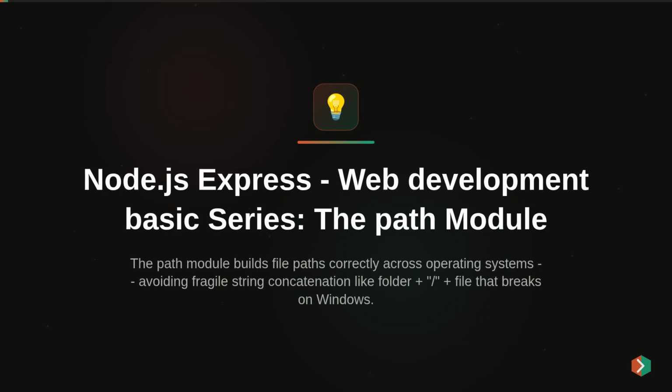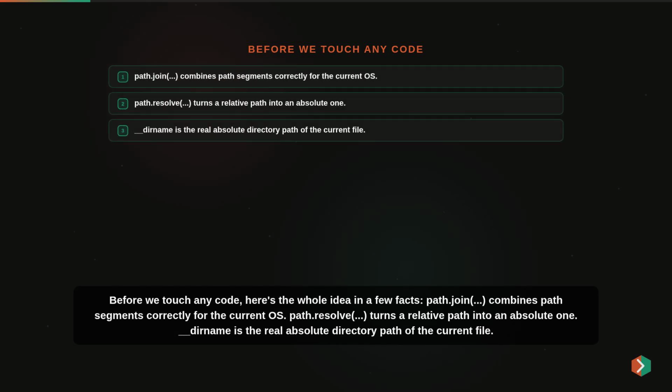The path module builds file paths correctly across operating systems, avoiding fragile string concatenation like folder plus file that breaks on Windows. Before we touch any code, here's the whole idea in a few facts. Path.join combines path segments correctly for the current OS.